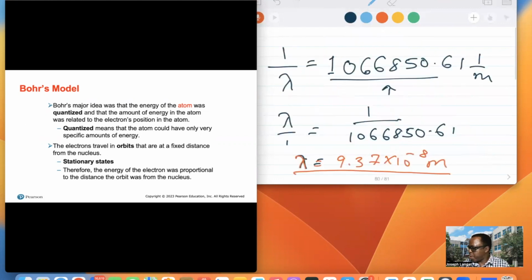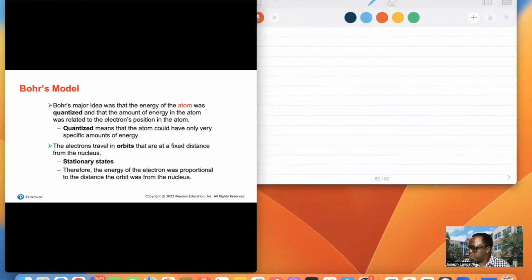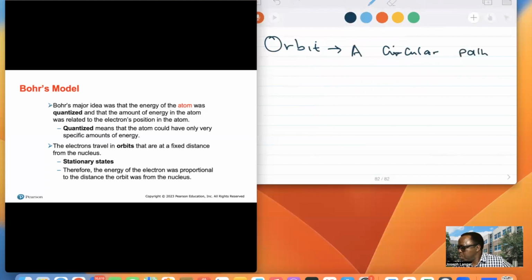Let's just draw the parallel between orbit and orbital. What is an orbit? It is simply a circular path around an object.